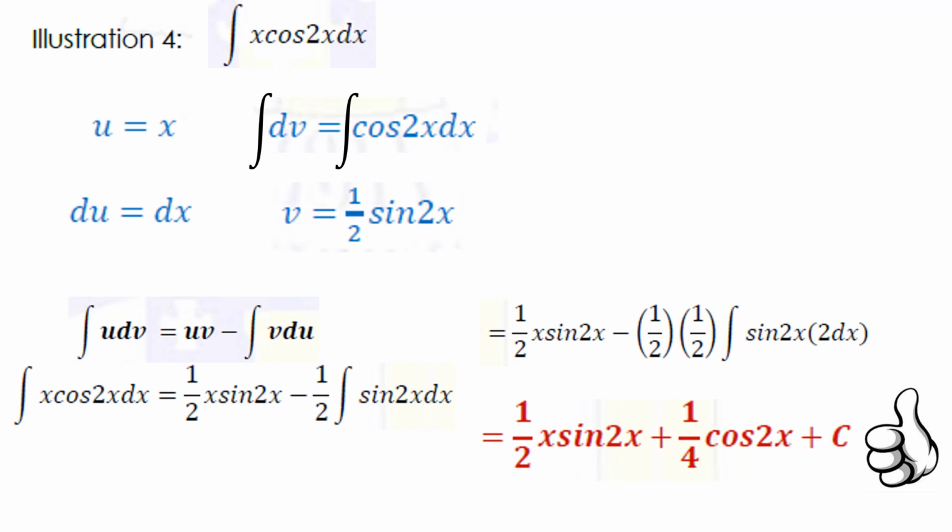So, ladies and gentlemen, I hope these examples will help you in the topic of integration by parts. You just solve again the other requirements that will be given in this unit.